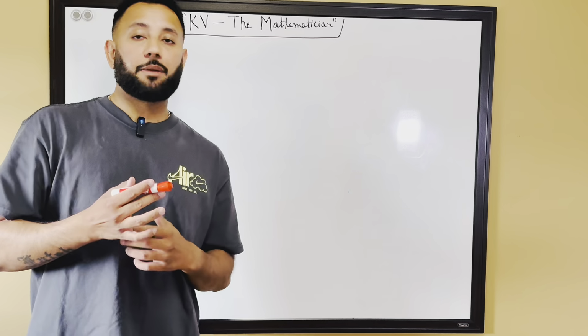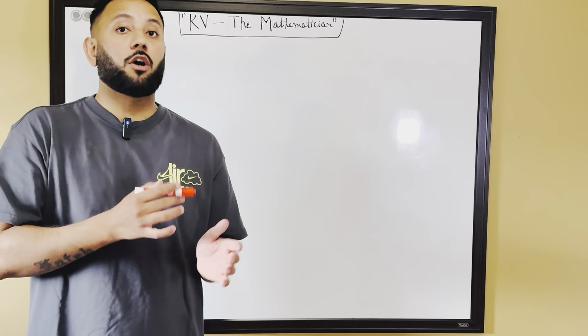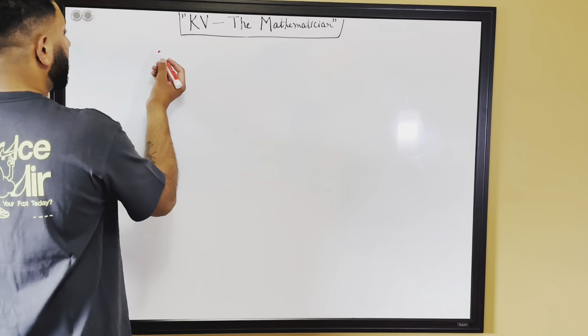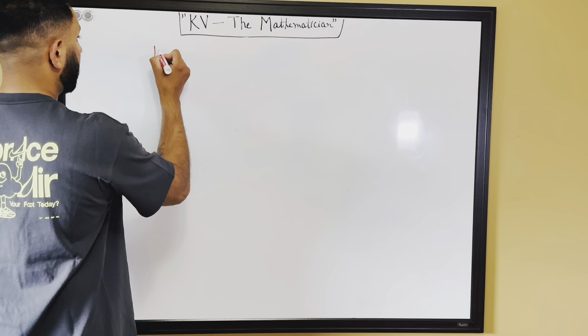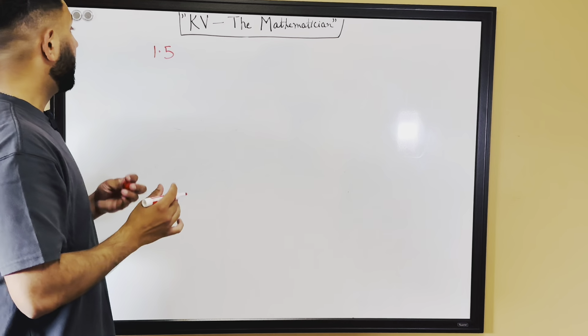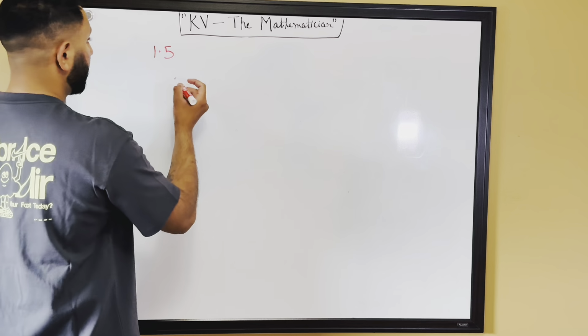So in the previous example, we have learned how to convert a fraction to decimal. So now we're going to learn how to convert a decimal to fraction. So for example, if we are given 1.5 and we need to convert this decimal to fraction, how are we going to do it?